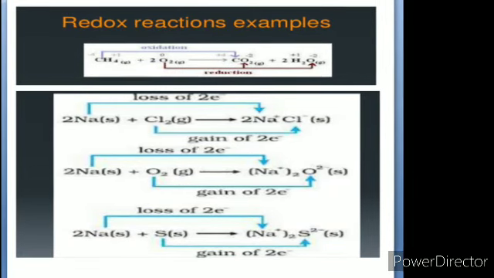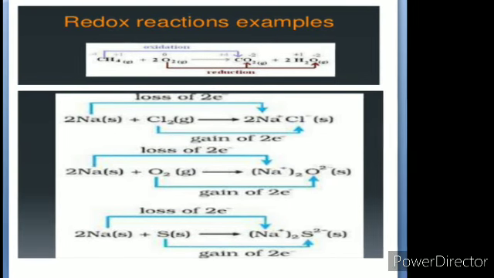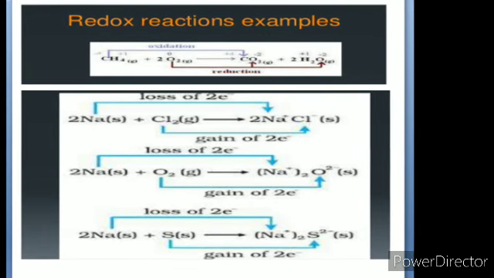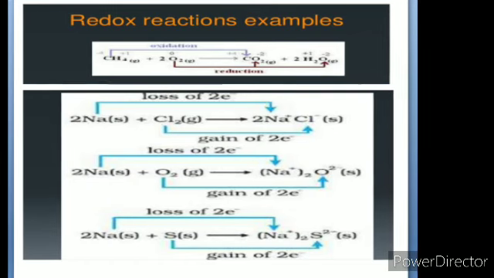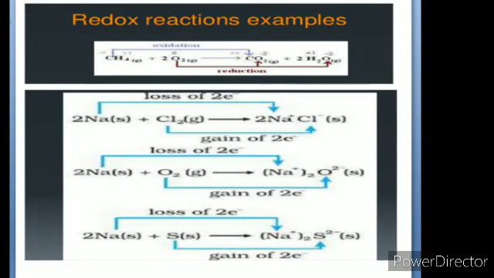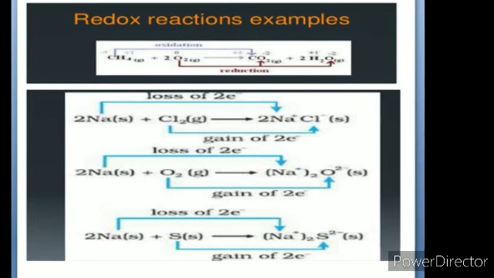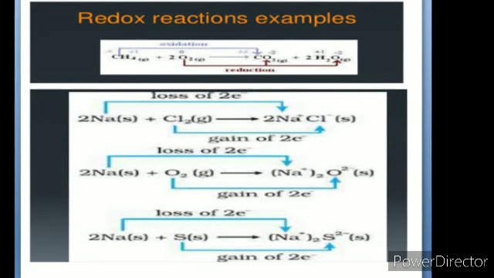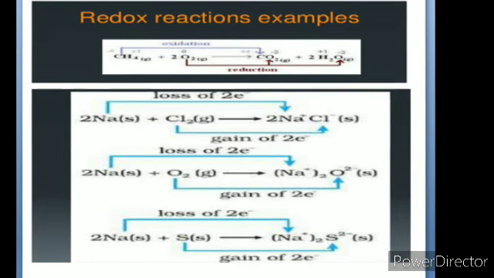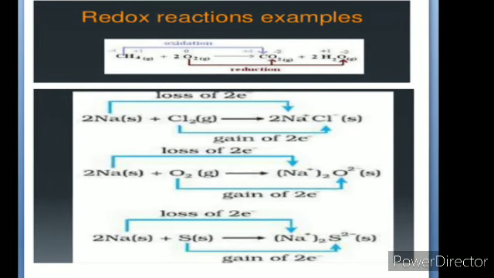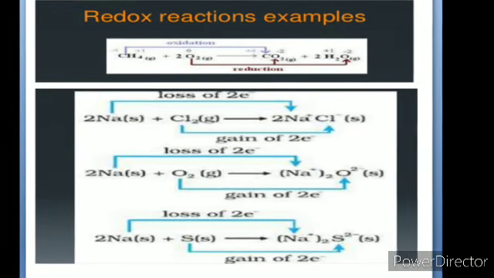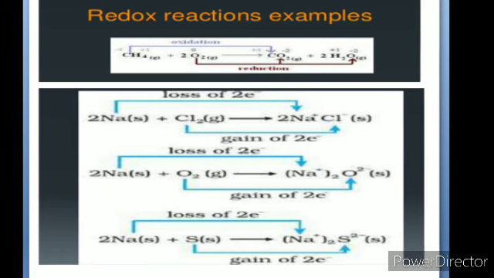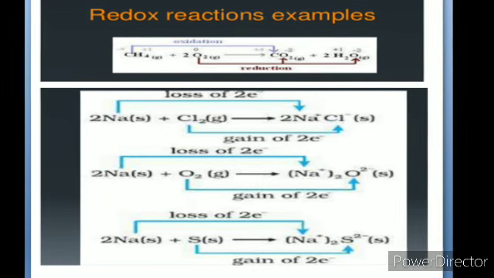Here we have some more examples of redox reaction. First is methane reacting with oxygen gas to form carbon dioxide and water. Here methane gains the oxygen to form carbon dioxide, so it gets oxidized, whereas oxygen gas is getting reduced. Let's discuss another example. Sodium reacts with chlorine to form sodium chloride. Here sodium loses the electron, so it gets oxidized, and chlorine gains the electron, so it gets reduced.